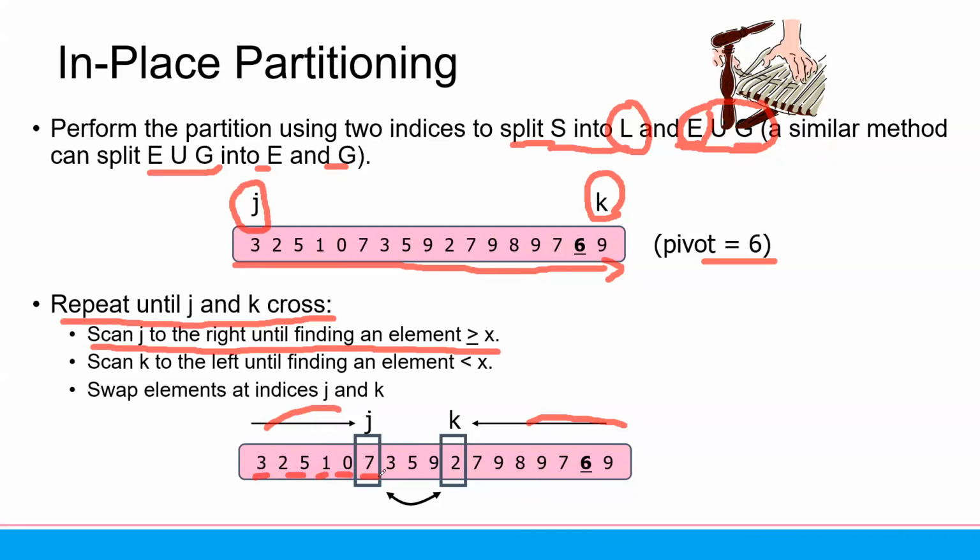And then we can do the next step. Scan K to the left until finding an element which is less than x, where x is the pivot. Is this less than 6? No. Continue scanning, no, no, until we find one less than 6. Yes. Then we swap the elements at index J and K. And then after this, again, we will select another pivot.